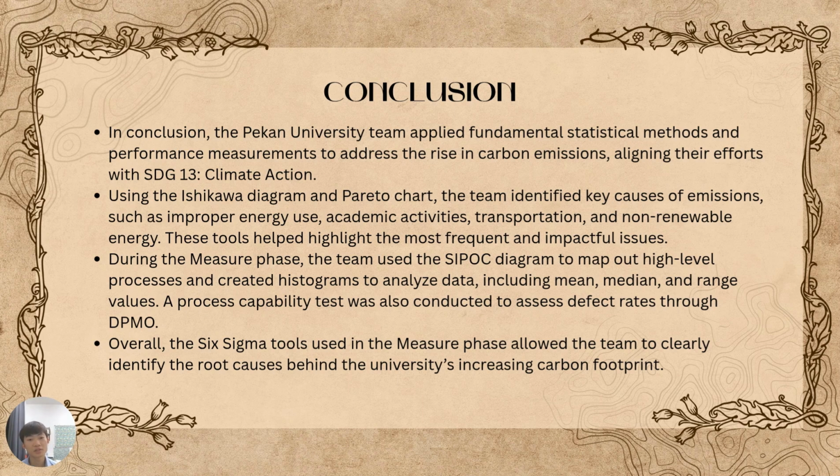During the initial phase, the team used the SIPOC diagram to map high-level processes and created histograms to analyze data, including mean, median, and range values. A process capability test was also conducted to assess defect rates through DPMO. Overall, the Six Sigma tools used in the initial phase allowed the team to clearly identify the root causes behind the university's increasing carbon footprint. Yes, that's all from our group.